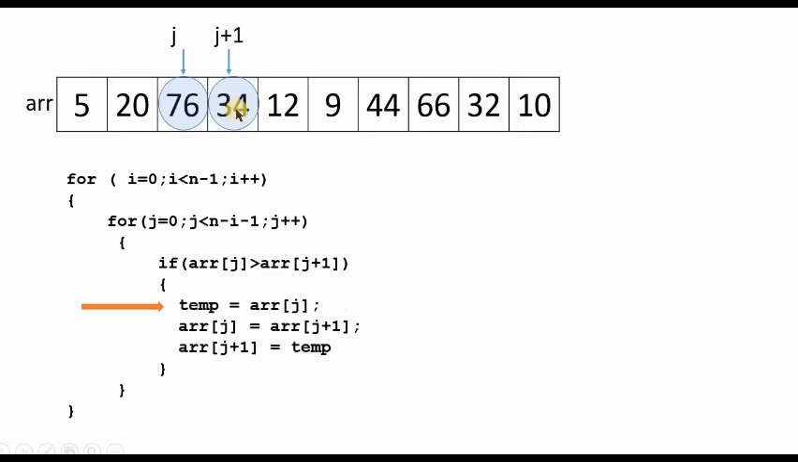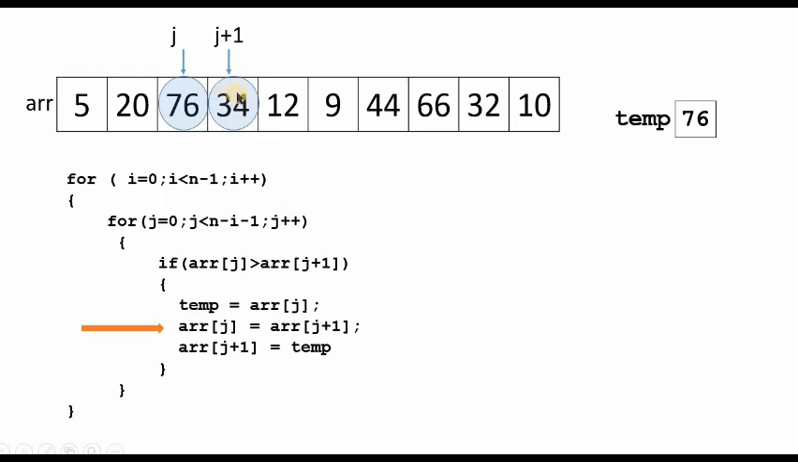As a solution to this, we need to add a separate temporary variable to hold the values. This is how I alter the code. I introduce another variable called temp. First I copy the value of array of j to temp. Array of j is 76. I copy this to another variable temp. So now temp will have the value 76. In the next statement, I copy the value of array of j plus 1 to j.